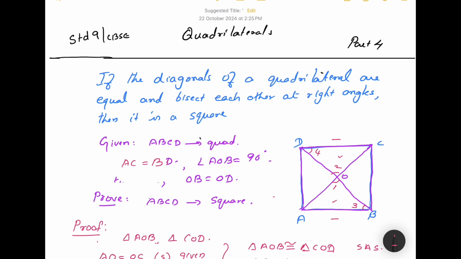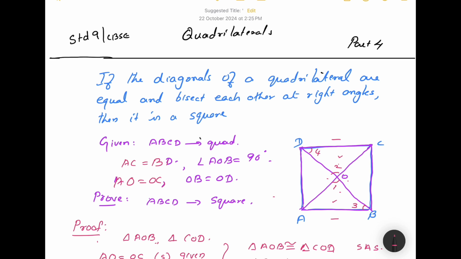Bisect each other at right angles means angle AOB and all these angles are 90 degrees, and bisect each other means OB equal to OD and AO equal to OC. So these are the data given. Now you have to prove it is a square.